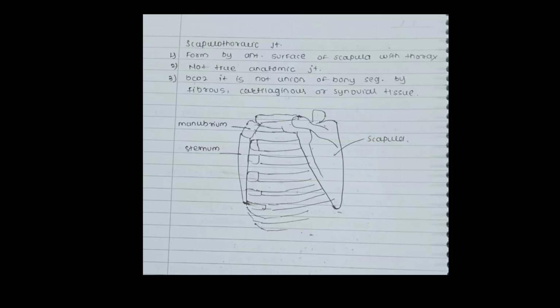Next is the scapulothoracic joint, formed by the anterior surface of the scapula with the thorax. It is not a true anatomic joint because it is not a union of bony segments by fibrous, cartilaginous or synovial tissue. Next is the glenohumeral joint.